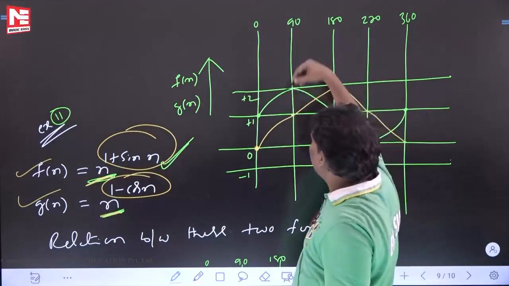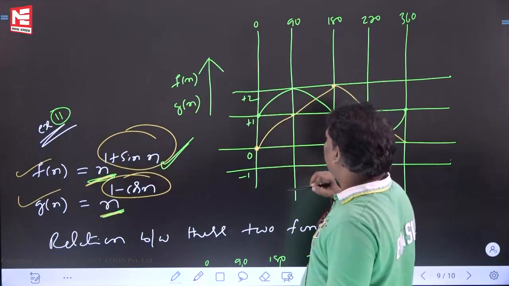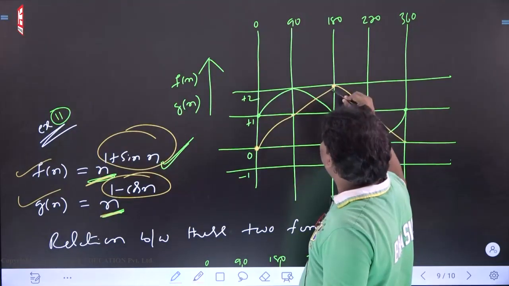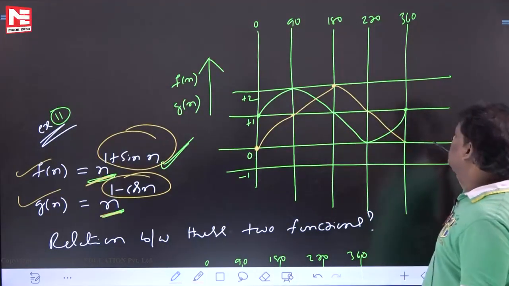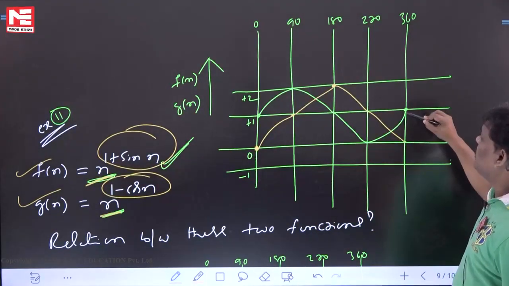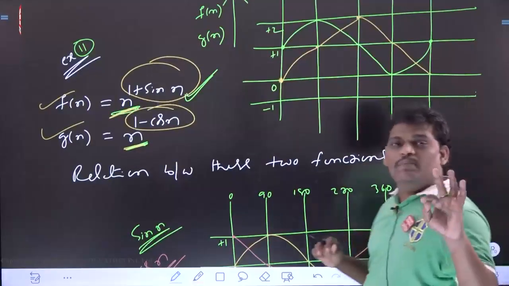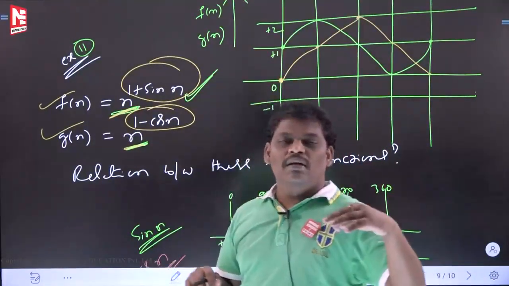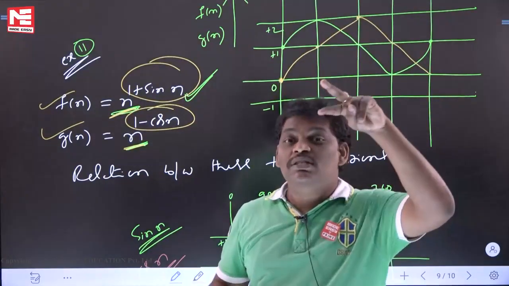At the initial stage of the graph, 0 to 90, who is bigger? Fn is bigger. Next, at 180, who is bigger? G is bigger. At 360, who is bigger? F is bigger. By seeing this graph, sometimes F is bigger, sometimes G is bigger. This is happening in 360 degrees.